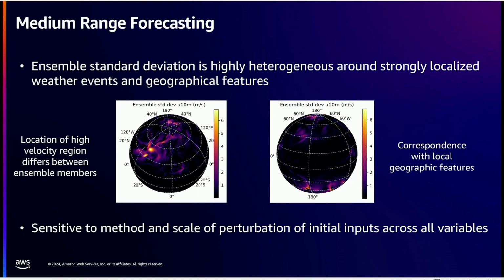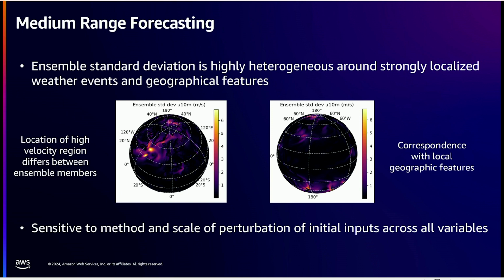Now the ensemble standard deviation, again, to highlight, is highly heterogeneous around some strongly localized weather events. We could correlate this, for example, for a storm front or hurricane that's passing through one specific area. But also interestingly, it corresponds with local geographic features, for example, where land masses are.